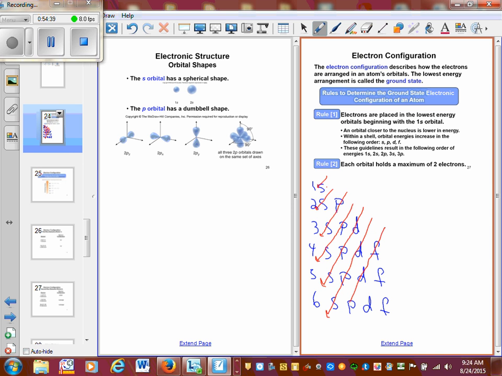Okay. When you do electron configuration, you're going to follow the arrows. All right?